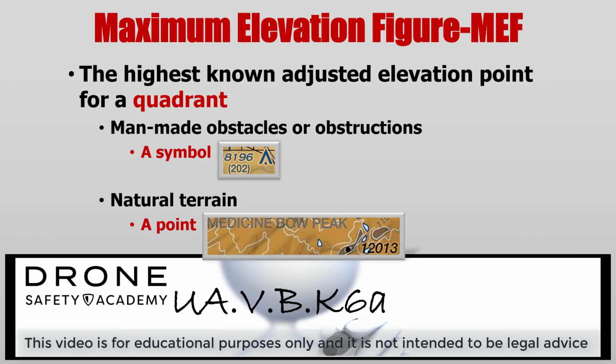Each quadrant of a VFR sectional chart has a maximum elevation figure. These are the highest known adjusted elevation points for a quadrant. They can either be man-made or natural terrain. If it is man-made, it's a symbol. If it's natural terrain, it'll be represented as a point.